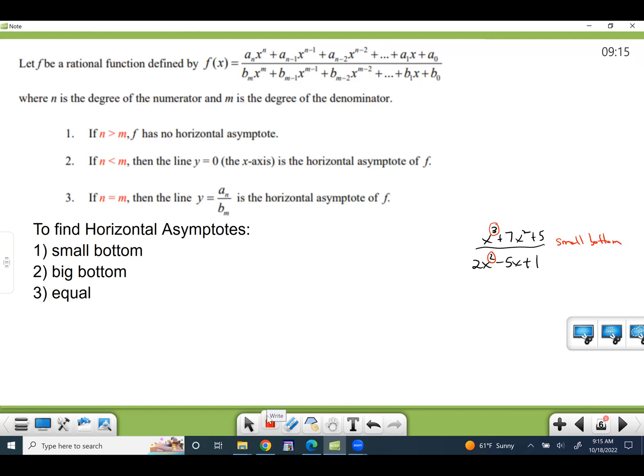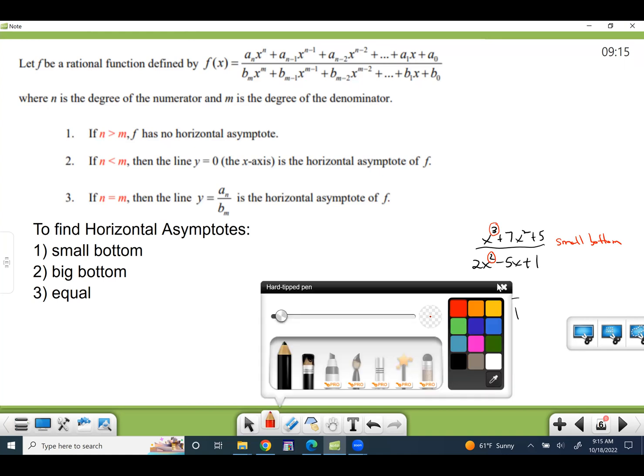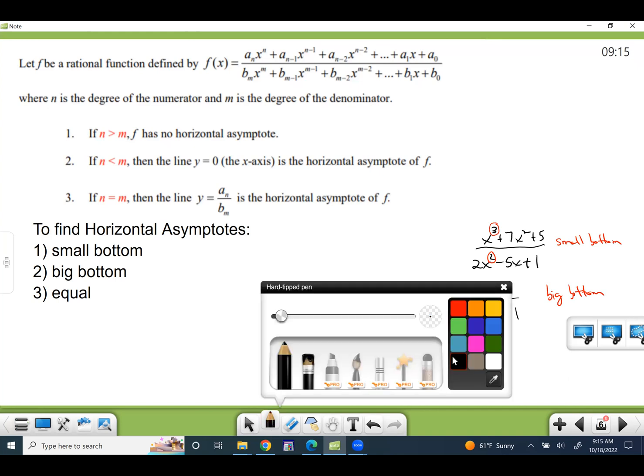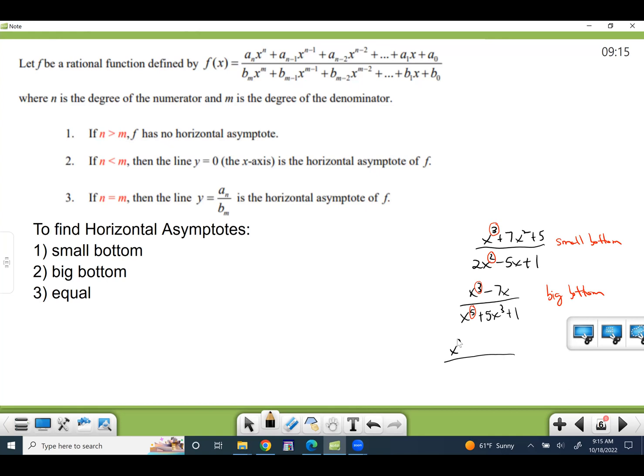All right, and then, of course, for big bottom, maybe you have a cubic in the top, and then you have something to the 5th in the bottom. So that would be big bottom because 5 is bigger than 3. And then the last thing that could happen is maybe they're equal. So maybe I have some sort of cubic on top of some other cubic. In that case, the highest exponents of both the top and the bottom are equal.